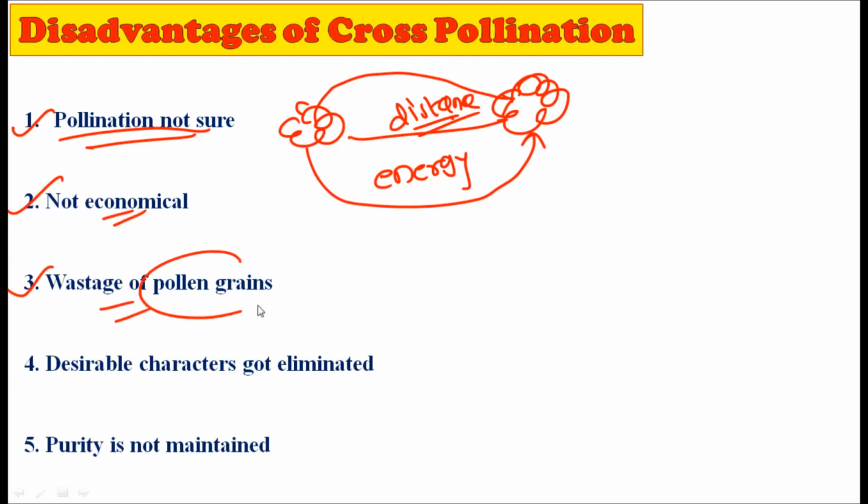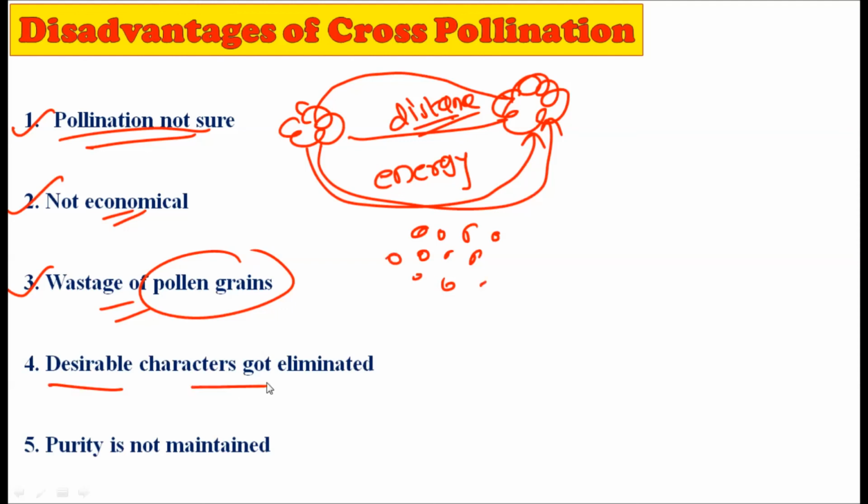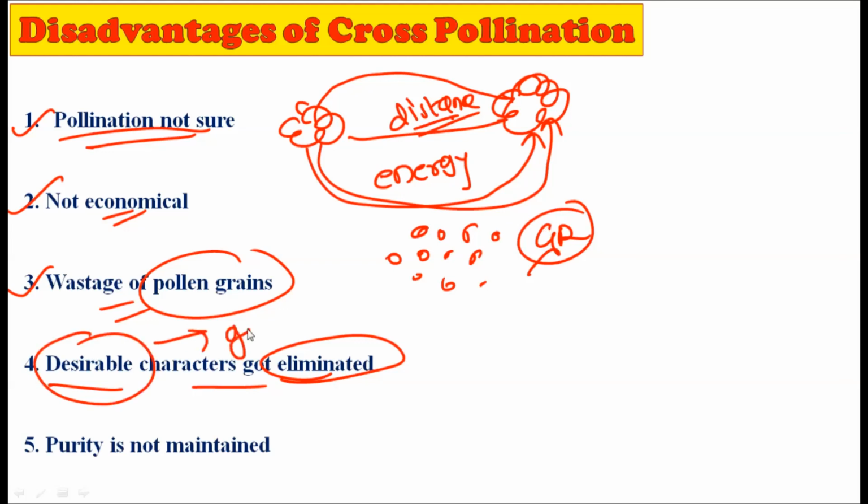Then there is a wastage of pollen grains. Of course, while transferring from one flower to another flower, there is a wastage of some of the pollen grains due to various environmental reasons. Alright. Then desirable characters may get eliminated. As we have discussed, during the genetic recombination, some unfavorable characters may get eliminated, but at the same time, some desirable and good characters may get eliminated from the progeny.